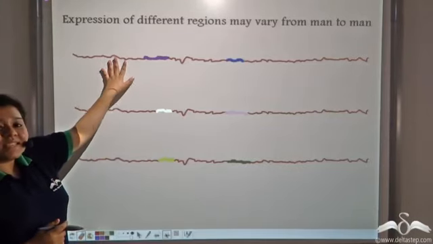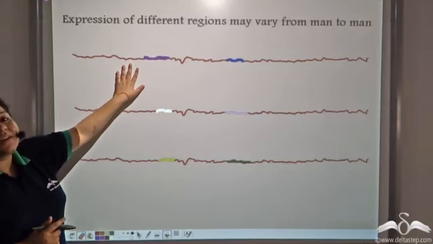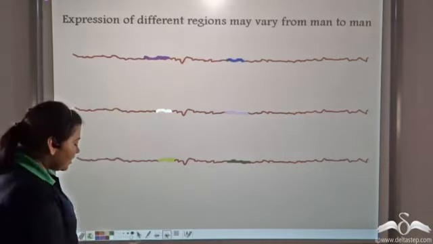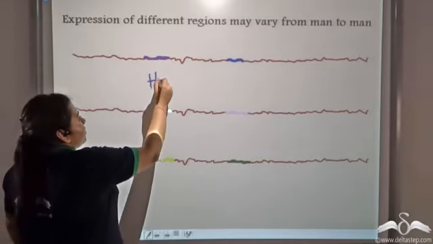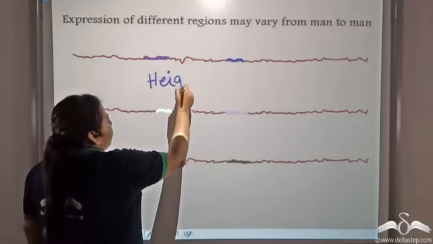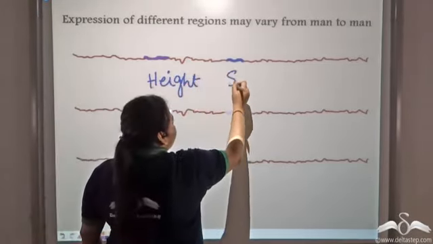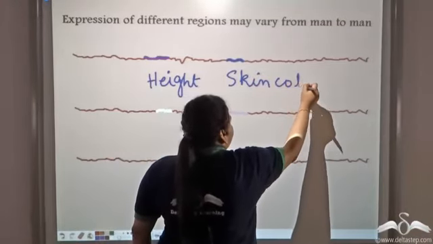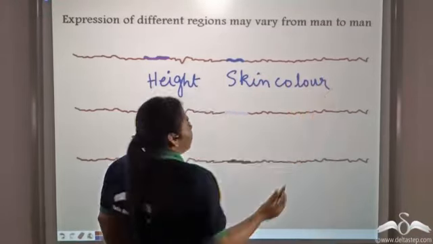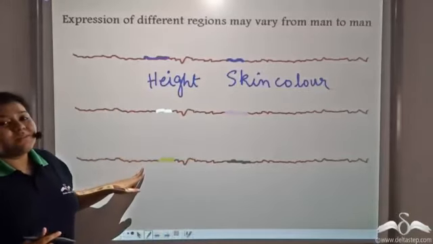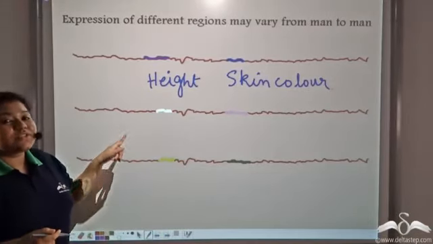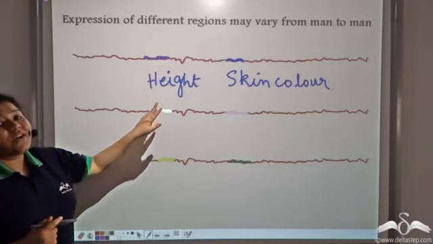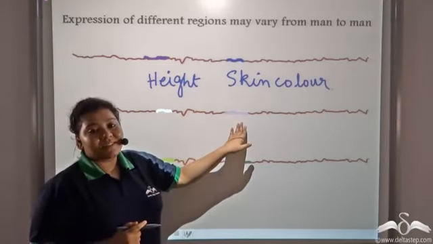See, if this is a chromatin fiber of person 1 showing features of height and skin color, then person 2 and 3 will also have this chromatin fiber with characteristics of height and skin color.